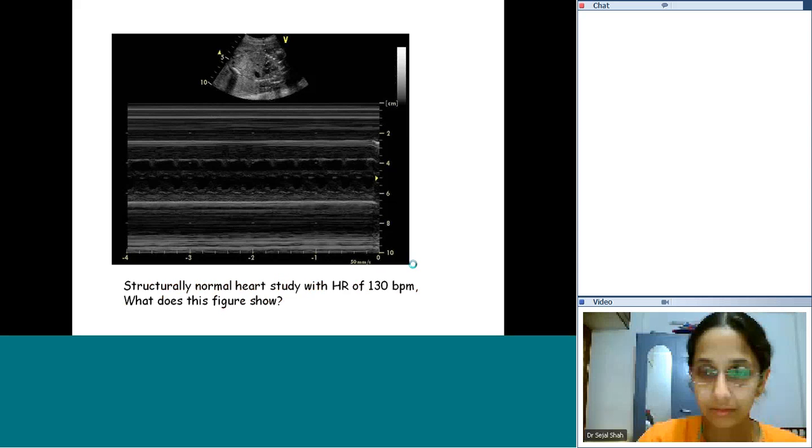This is a figure which was taken during a fetal echocardiogram of a baby who had a structurally normal heart and had a ventricular rate of 130 beats per minute. What does this figure show? I can repeat, this is a fetal echocardiogram, a figure taken during the study of a baby with a normal heart structurally and a heart rate of 130 beats per minute.